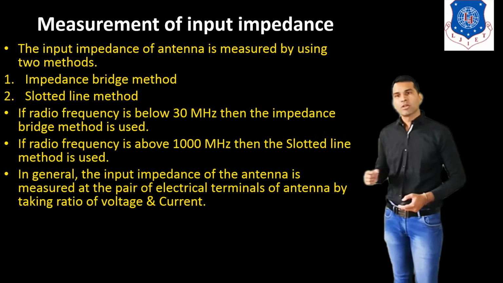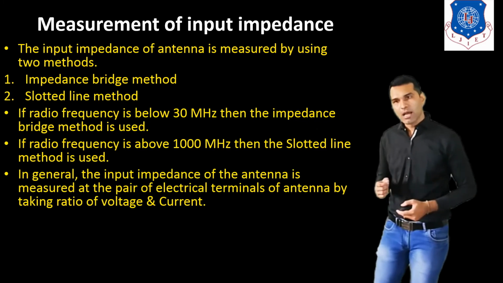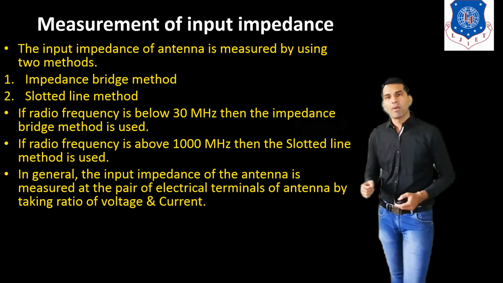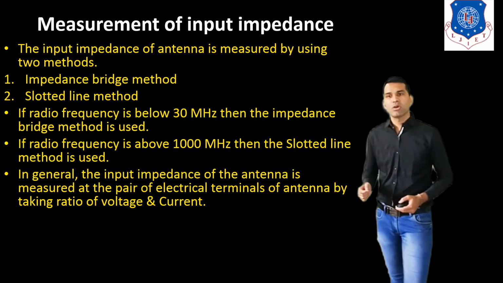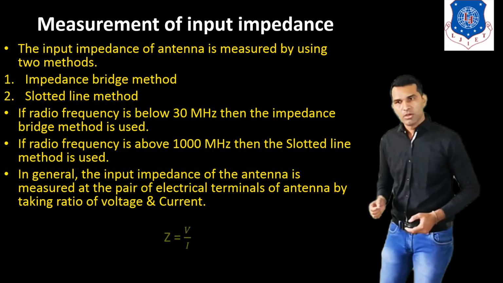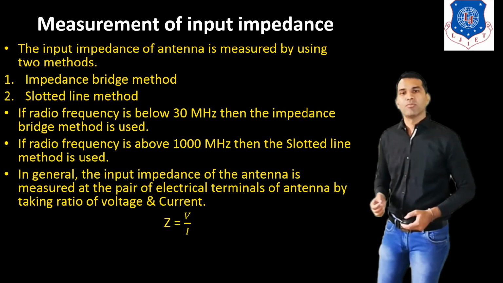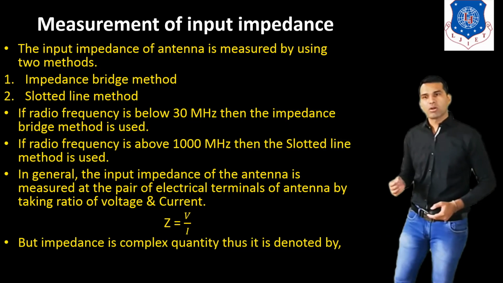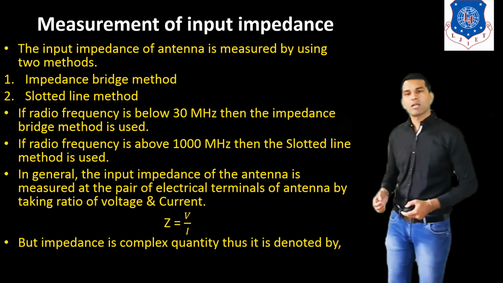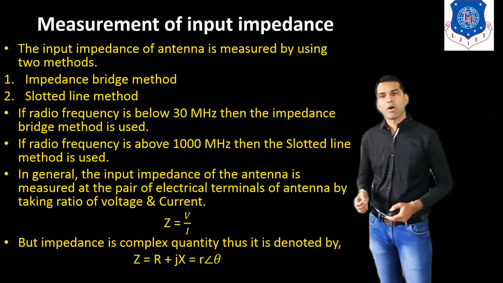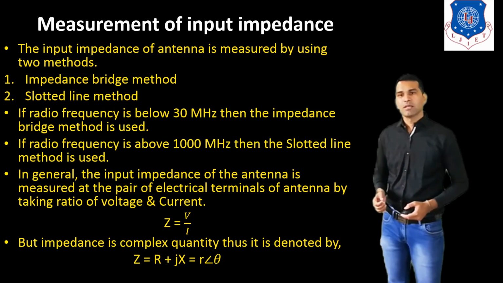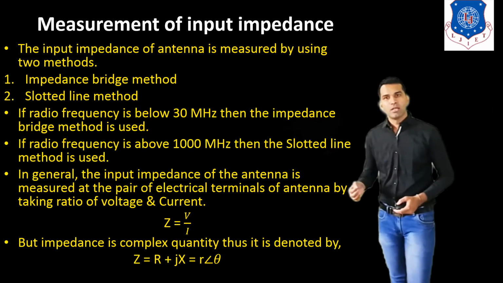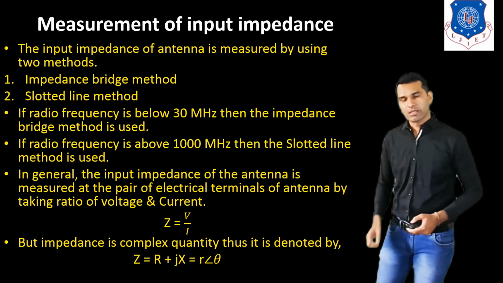In general, the input impedance of the antenna is measured at the pair of electric terminals of the antenna by taking the ratio of voltage and current. We know that Z is nothing but V by I. But impedance is a complex quantity, thus it is denoted by Z equals R plus jX, or we can also represent it in the angle form like R angle theta.